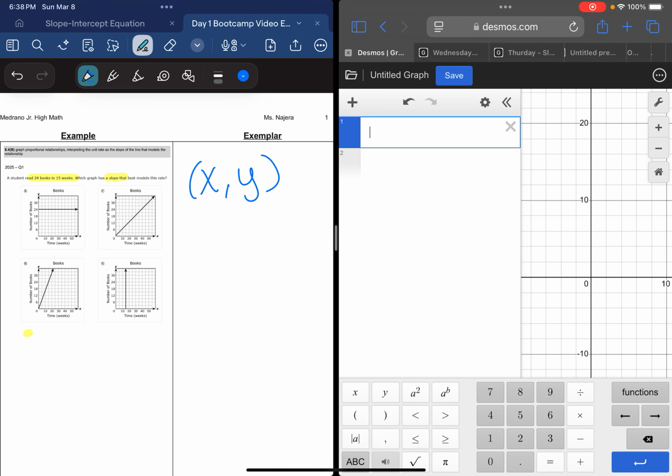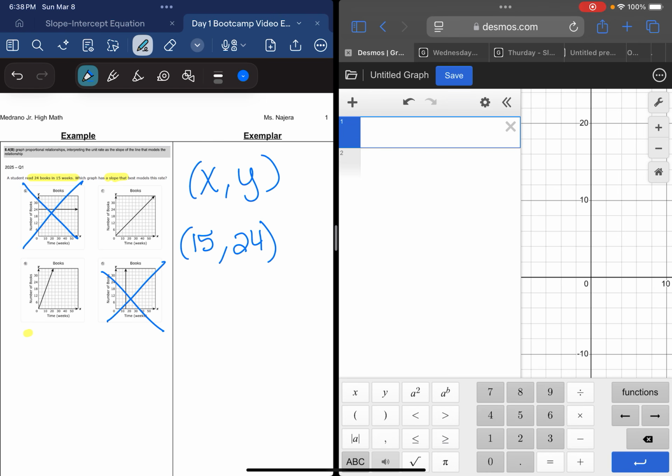In this case, time is always x. So 15 is x and 24 books is y. The first step is to see if we can find this point on any of these graphs. Before I even get started though, I can already tell that A is wrong. We don't ever choose a graph that looks like that. And D is wrong. We also don't choose a graph that looks like that. Okay, so now between these two, let's see if I can find the point 15, 24.